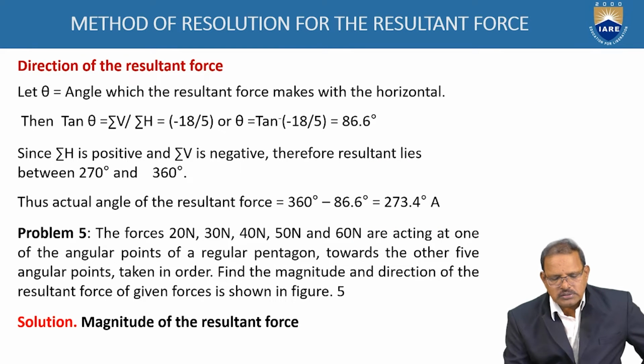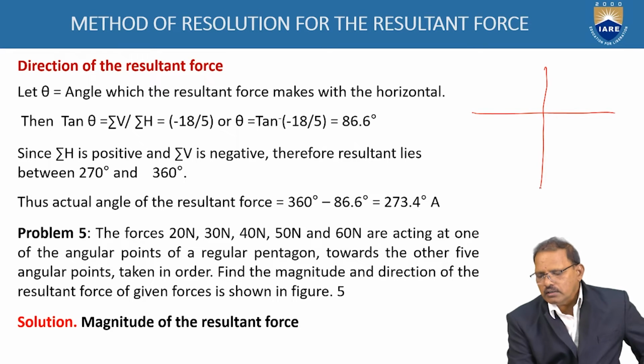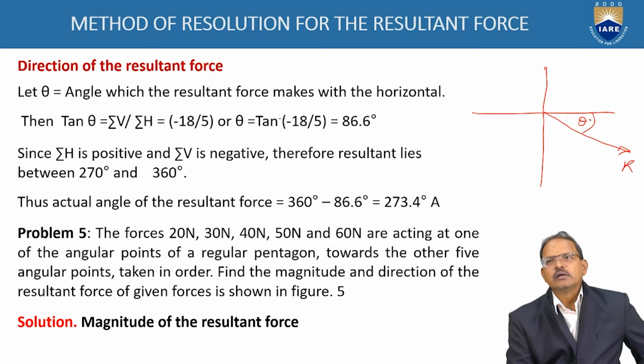Now, according to these problems, if theta represents the angle the resultant force makes with the horizontal, then tan theta is equal to sigma V by sigma H, which is equal to minus 85 divided by 5, which gives 86.6 degrees. If you take the four coordinates like this, the resultant force makes an angle like this. That is, theta is the angle the resultant makes with the horizontal, 86.6 degrees.